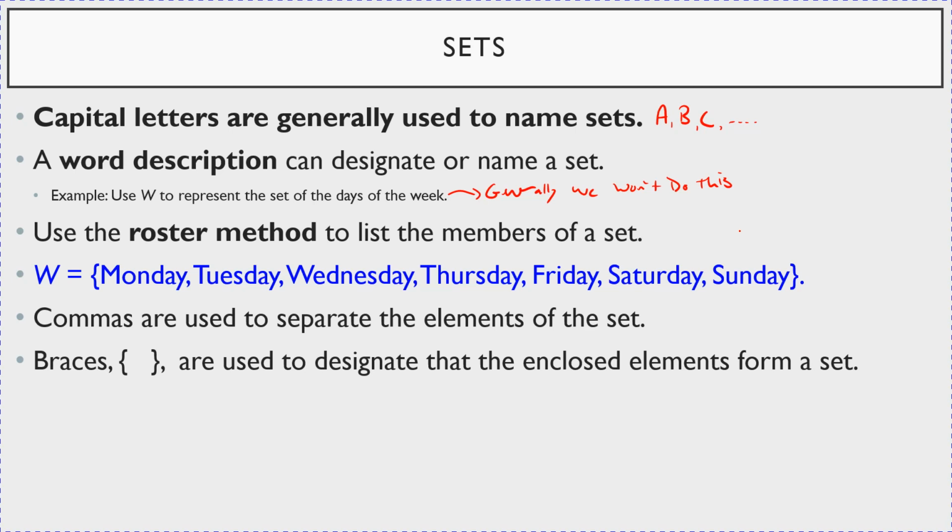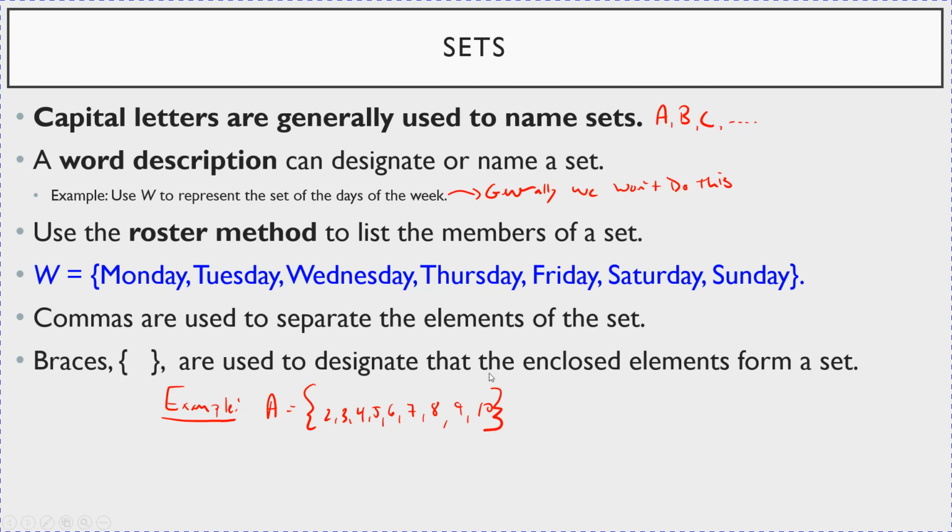Commas are used to separate the elements of the set, as you can see here. And braces like this are used to designate that the enclosed elements form a set. So you can have something like this. This would be the set of the whole numbers, let's say 2 to 10. So you could say A is equal to 2, 3, 4, 5, 6, 7, 8, 9, 10, just like that. You list the elements, put a comma between them, and then you have the curly braces. And hopefully you draw your braces a little bit better than I just did.